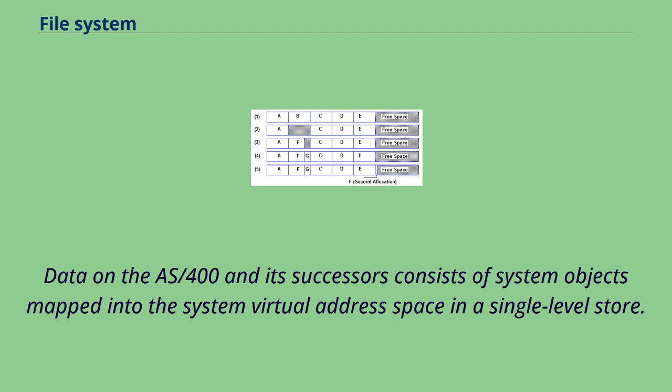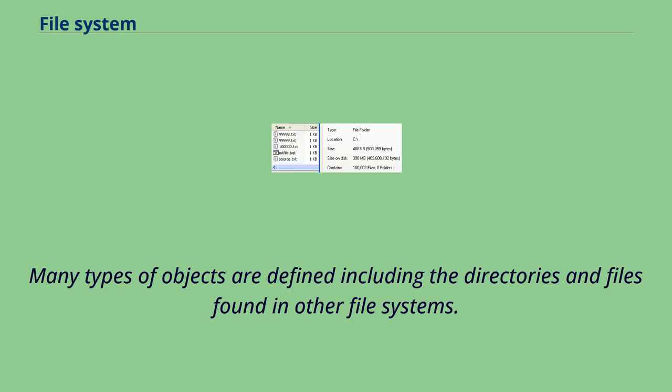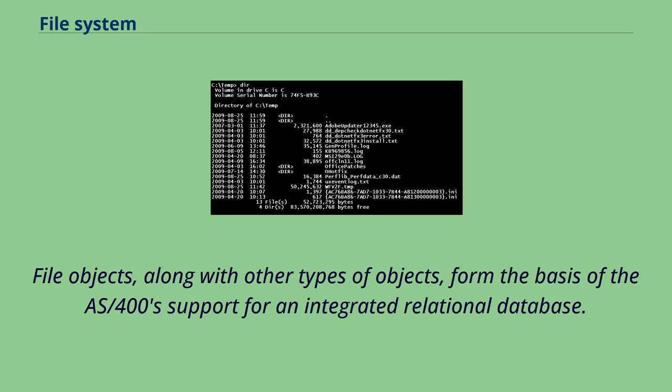Data on the S/400 and its successors consists of system objects mapped into the system virtual address space in a single level store. Many types of objects are defined, including the directories and files found in other file systems. File objects, along with other types of objects, form the basis of the S/400's support for an integrated relational database.